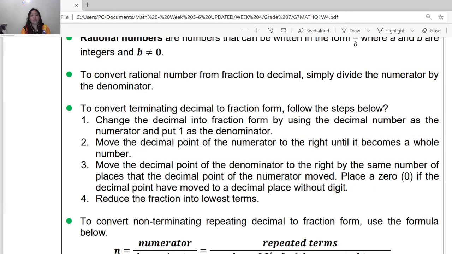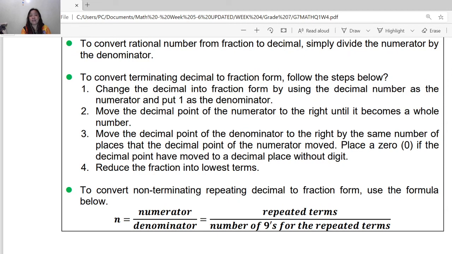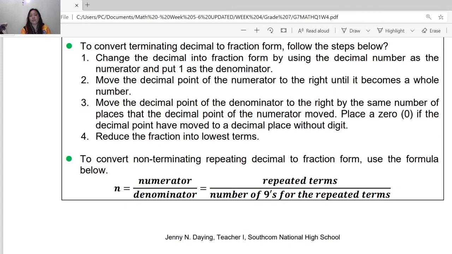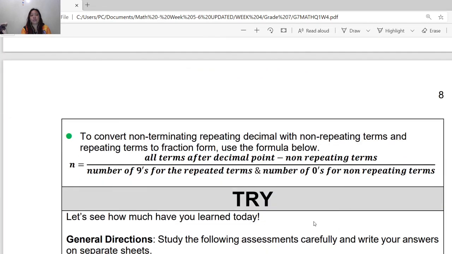Then we have another one. To convert non-terminating repeating decimal to fraction form, use the formula: repeated terms over the number of 9s for the repeated terms. Then to convert non-terminating repeating decimal with non-repeating terms and repeating terms to fraction form, use the formula below: all terms after the decimal minus non-repeating terms, over the number of 9s for the repeated terms and the number of zeros for non-repeated terms.